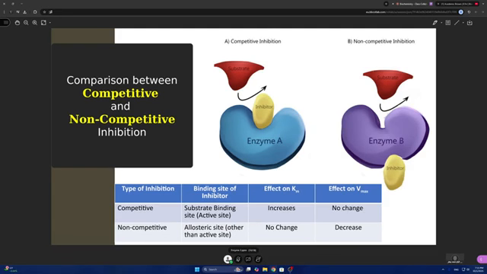slide that mentions both of these reversible inhibitions together, in which it is mentioned that the substrate binding site is the site where the inhibitor binds in competitive inhibition, and the allosteric site is the site where the inhibitor binds in non-competitive inhibition. There is an increase in Km in competitive inhibition, but there is no change in Km in non-competitive. And there is no change in Vmax in competitive inhibition, but there is a decrease in Vmax in non-competitive. So memorize this very well, because this is very important. Just memorize what changes happen in competitive inhibition and in non-competitive inhibition.